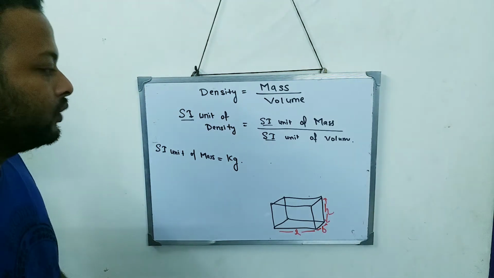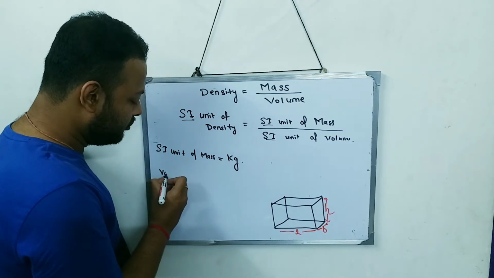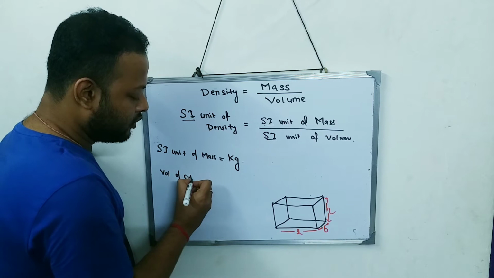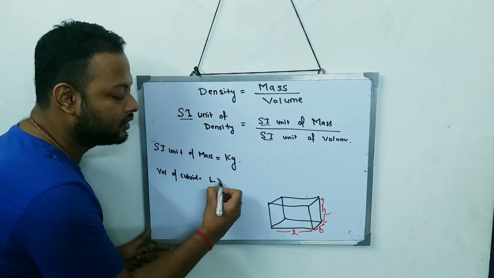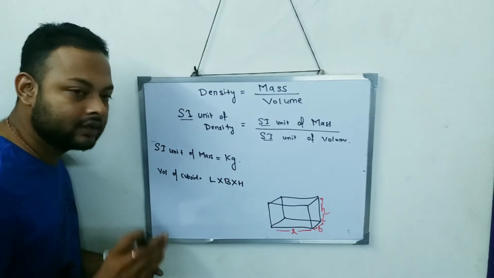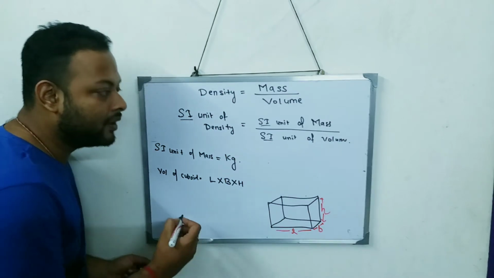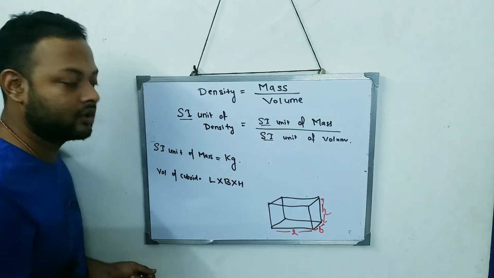If I have to calculate the volume of this cuboid, the formula of volume of a cuboid is length into breadth into height. This is the formula to calculate the volume of a cuboid. But we are not interested in the formula because we are interested in the SI unit of volume.